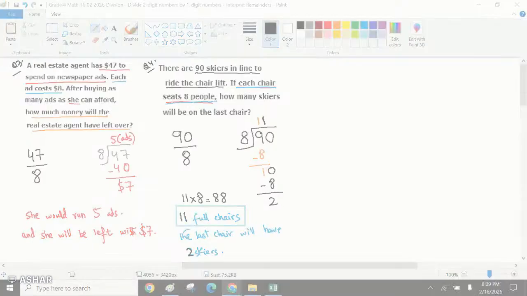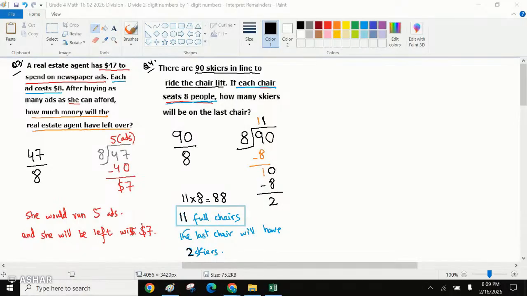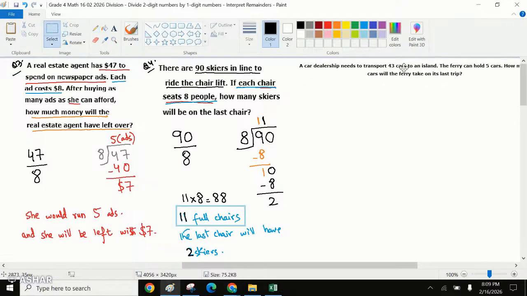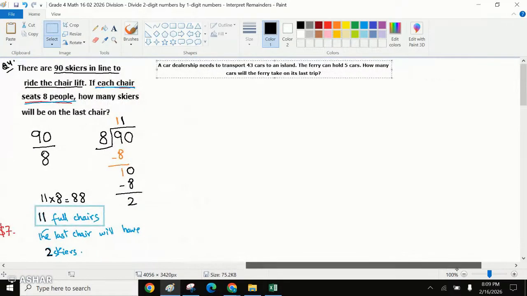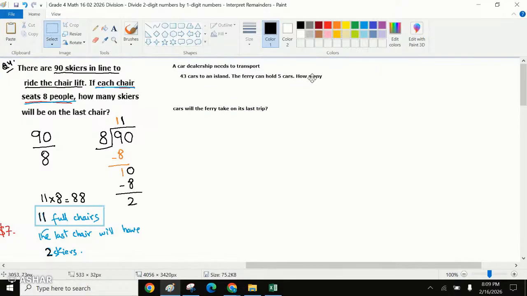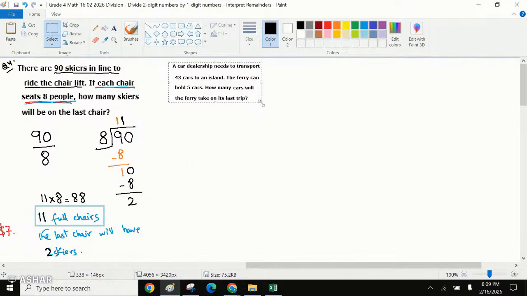A car dealership needs to transport 43 cars to an island. Okay, let's see. Transport 43 cars to an island. The ferry can hold 5 cars. Okay. How many trips would? Okay, let's see. Let's read it again.